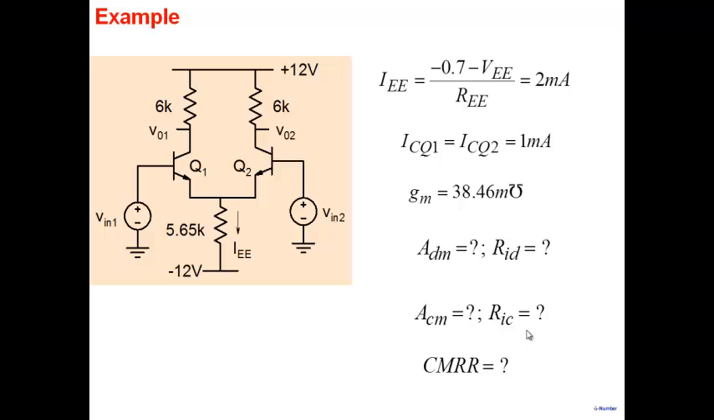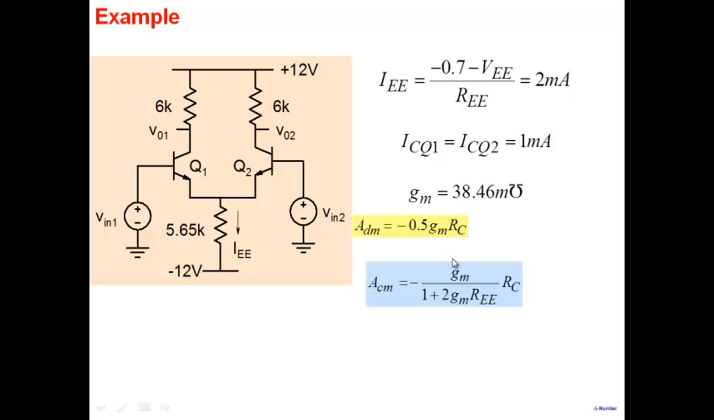ADM, RID, ACM, RIC, CMRR. Beta is 100, the default value. Okay, so let's look at the solution then. ADM is 0.5 GMRC. The important point is to remember, I'm sure most people remember GMRC, that there's a 0.5 also. 0.5 GMRC here.